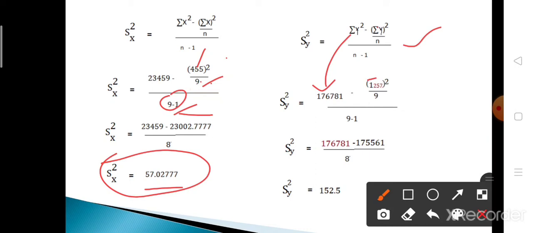1257 square divided by 9 value is 175561. 176781 minus 175561 divided by 8 value is 152.5. So this is the value of sy square.